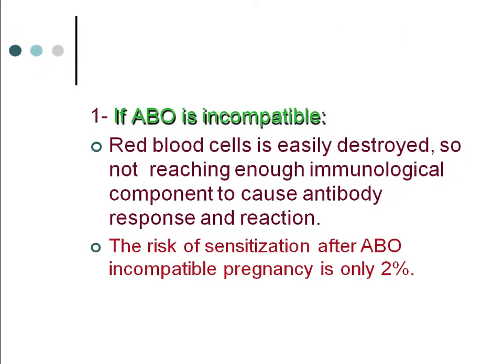So what happens if the blood group is incompatible? Suppose the red blood cells are easily destroyed and will not reach the immunological component if they are of a different group. So the risk of sensitization after ABO incompatible pregnancy is only 2%. That means if the ABO group of the baby is different from the ABO group of the mother, then whenever these RBCs enter the mother's circulation they are destroyed, and the chance of developing sensitization is only 2%.